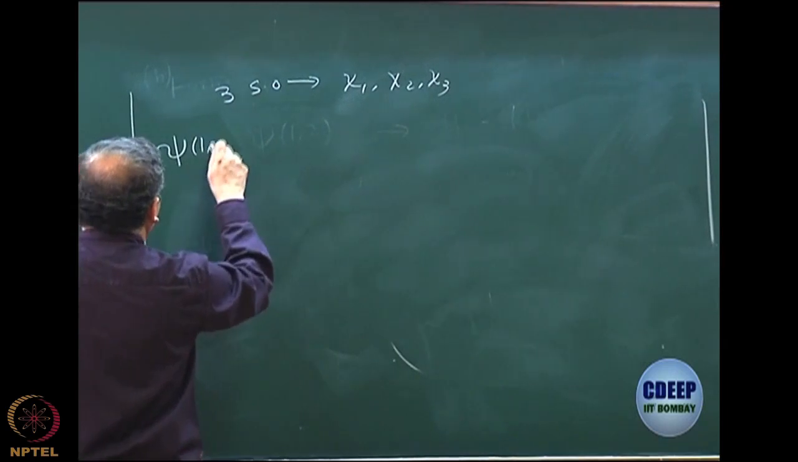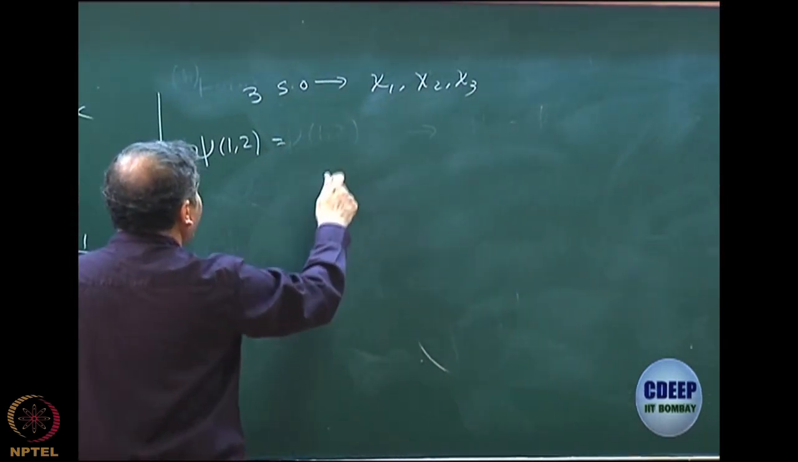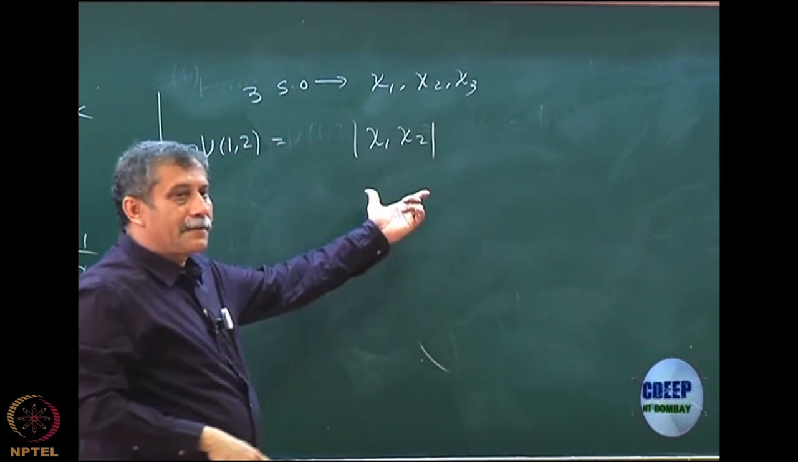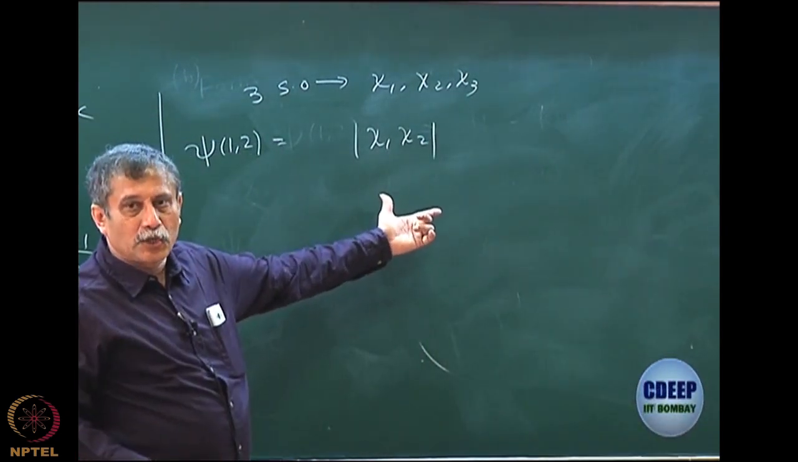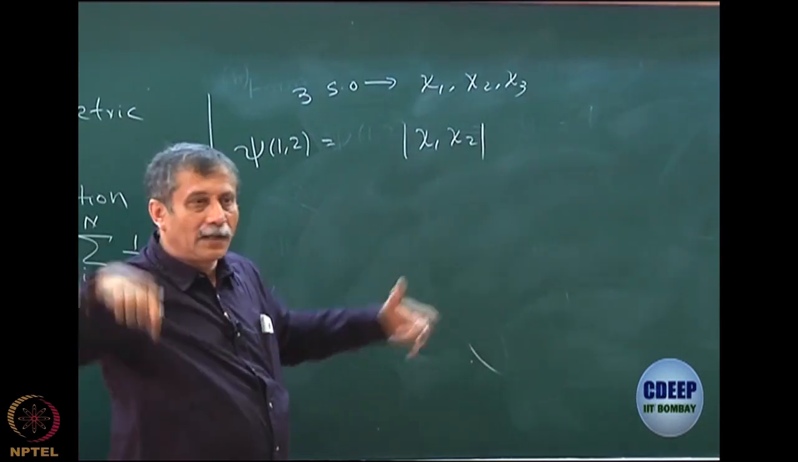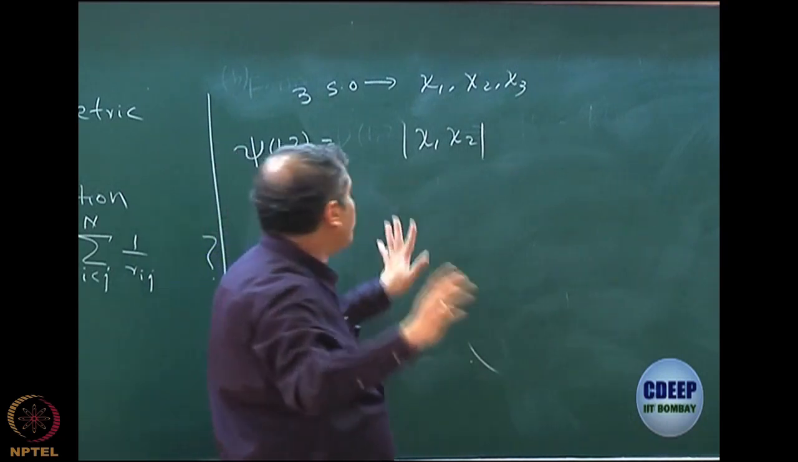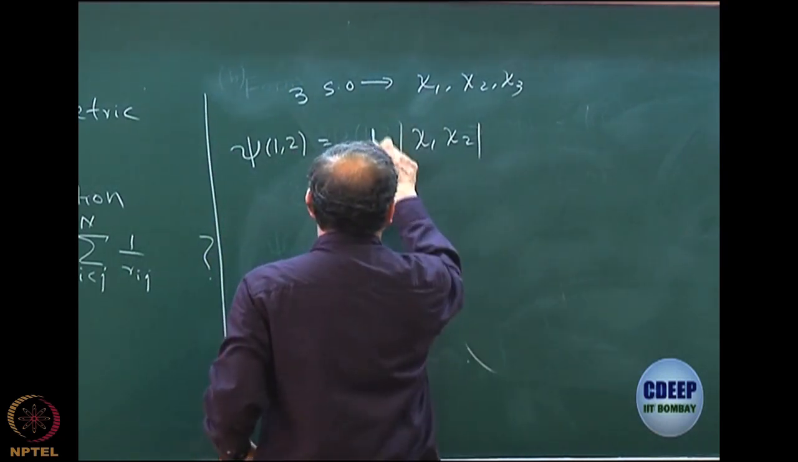So, what will be psi 1, 2? Now, psi 1, 2 will be the determinant of chi 1, chi 2. I hope once I write this, everybody can write this determinant. I have already shown this in the last class, with row and column. It is a full form with a normalization constant, but that is not really important. So let us call it some D of 1, 2.